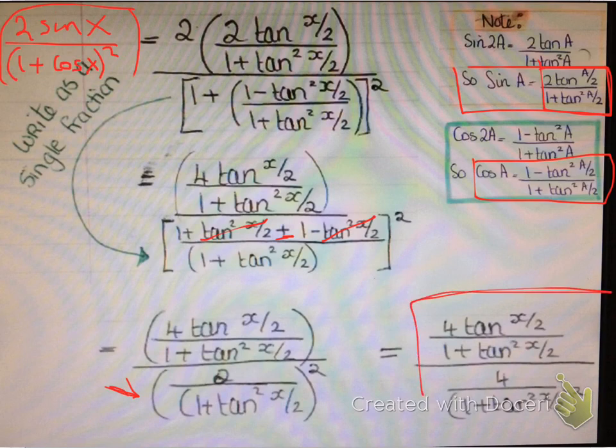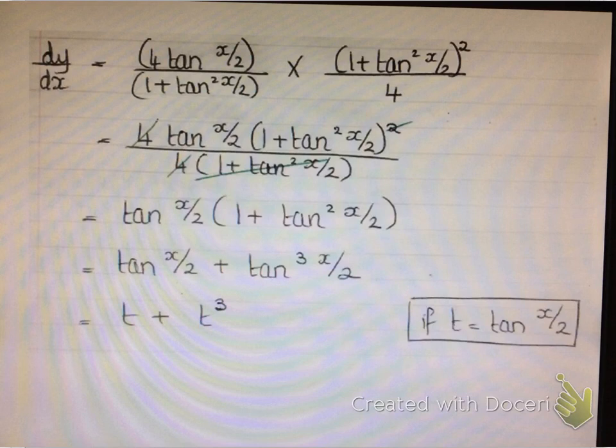Okay, so now I've got a fraction divided by a fraction. So again, I'm going to flip it, invert it, and multiply it. Here I've left the numerator as it was, 4 tan x over 2 all over 1 plus tan squared x over 2, and I'm multiplying it by the reciprocal of the denominator. So turn the denominator upside down and multiply it. Okay, so off we go.